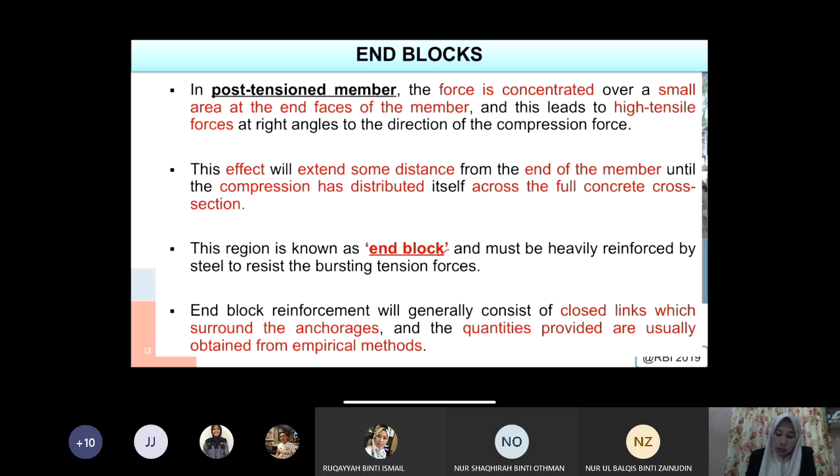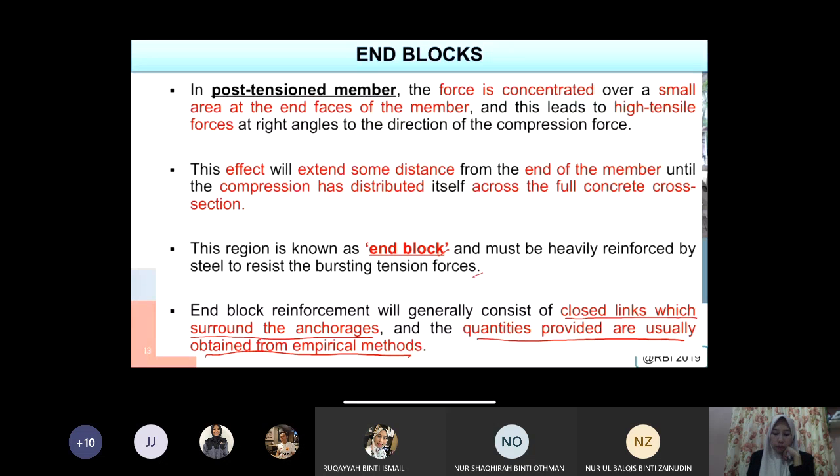This region is known as the end block and must be heavily reinforced by steel to resist the bursting tension. So you must have sufficient strength at the end block, because you are applying quite a great force at that part. End block reinforcement generally consists of close links which surround the anchorage, and the quantities provided are usually obtained from empirical methods. So we design in terms of providing reinforcement.